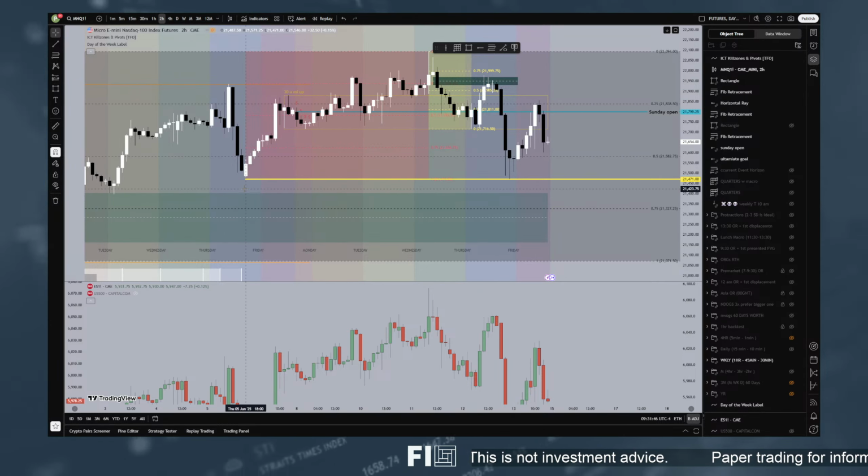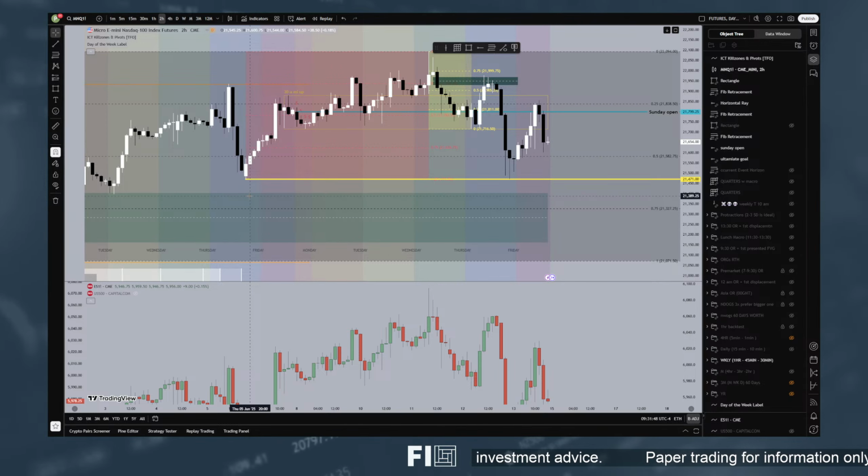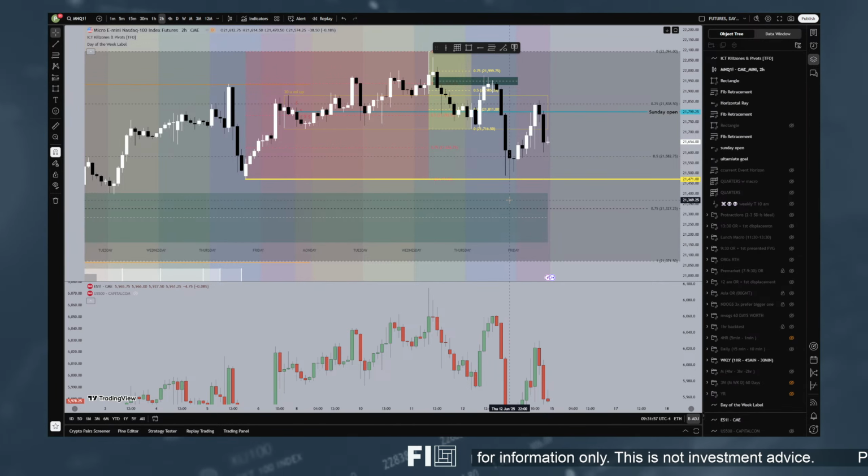And look, we tapped this low. We are creating this low at 21,544 flat. Sorry, 21,546 flat. And then this low comes at 21,570 and a half.